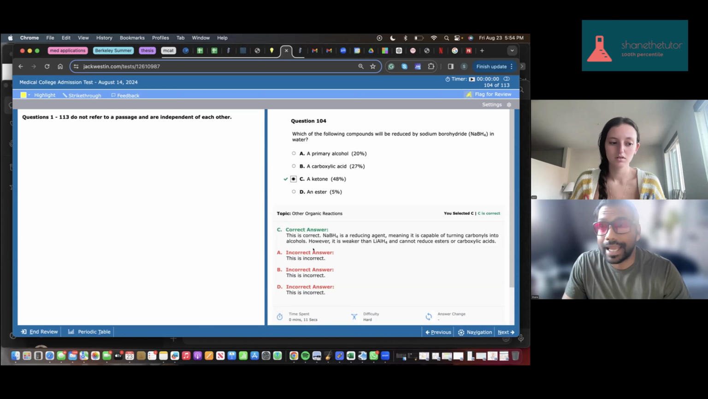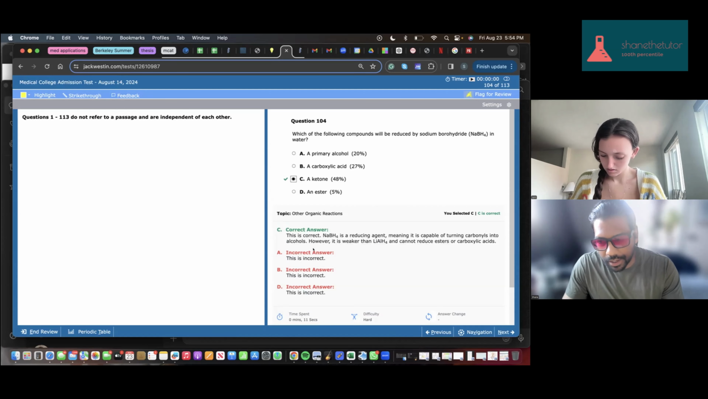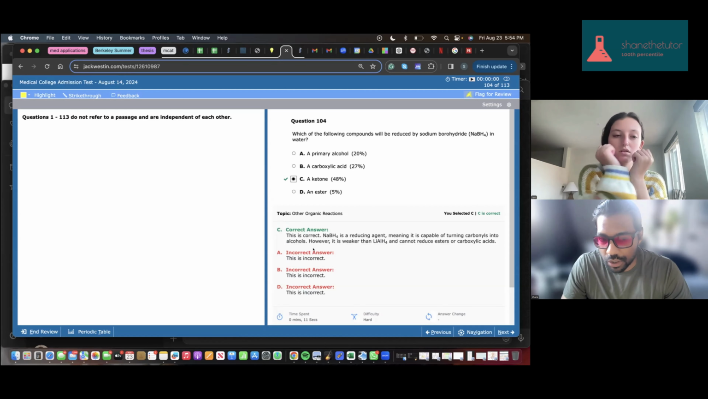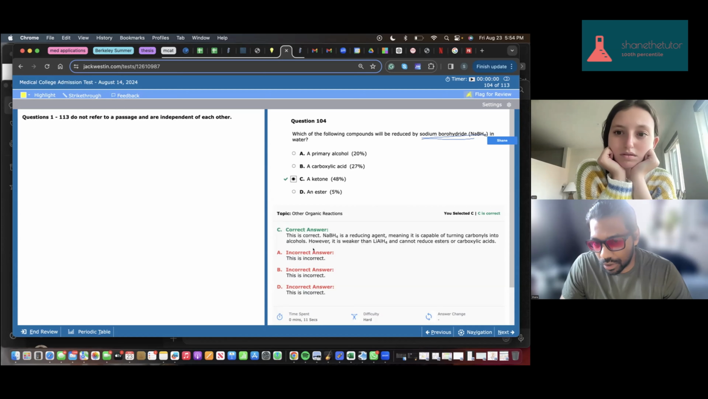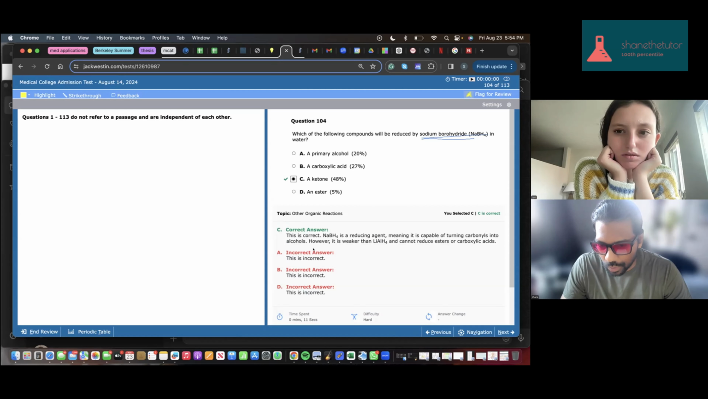So think about those carboxylic acid derivatives: the stable ones like amides, and esters are the second most stable. Those things are so stable that they cannot be reduced by a weak reducing agent like sodium borohydride, but can be reduced by lithium aluminum hydride, which is stronger.